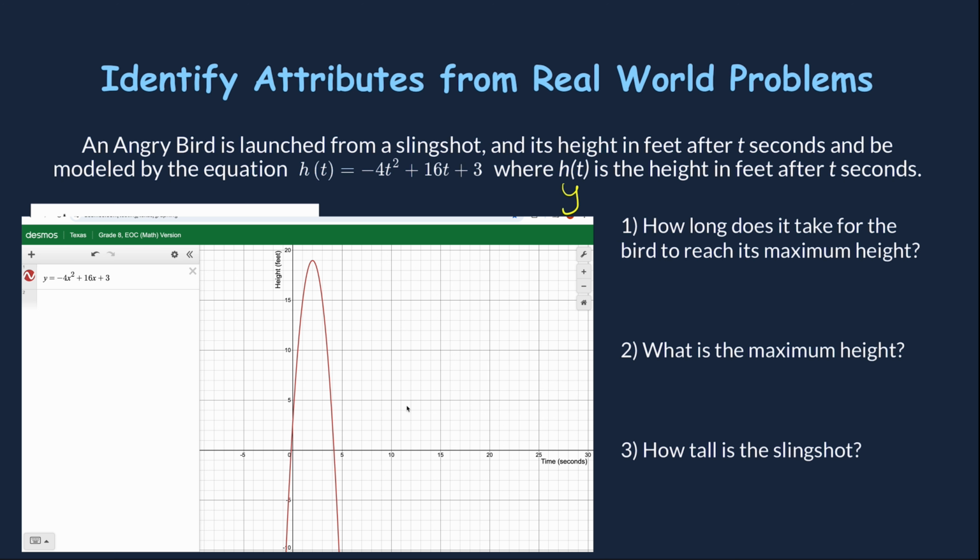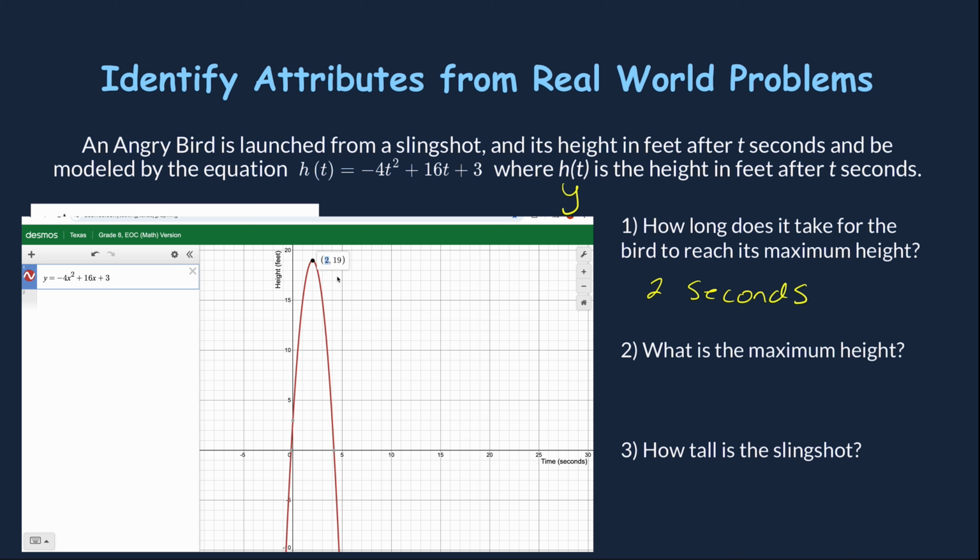Okay, so now that I've got this in there, it's going to be a little easier to answer these questions. So first, we want to know how long does it take for the bird to reach its maximum height? Well, we can see the maximum value, or the maximum height, is going to be right here at my vertex point. And so if I want to know how long it takes, I'm going to look at the x value to find my time. My x value here is 2, so it takes 2 seconds for the bird to reach its maximum height.